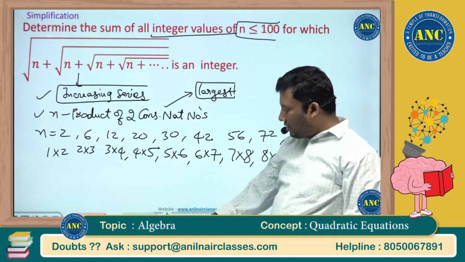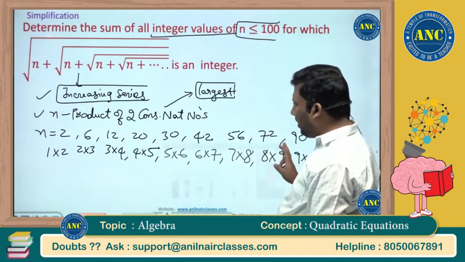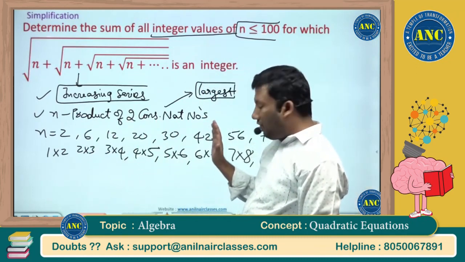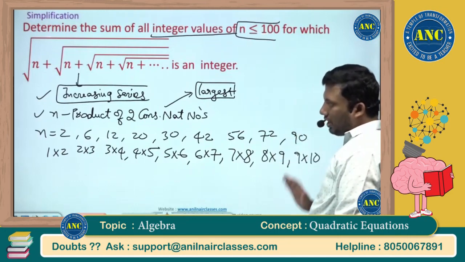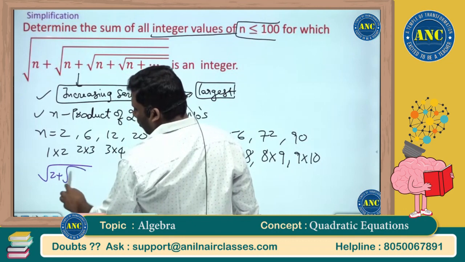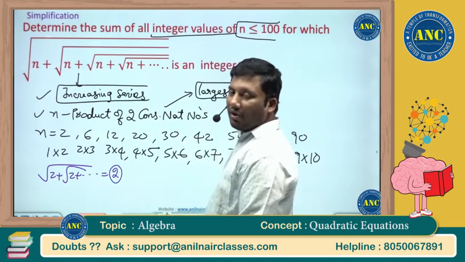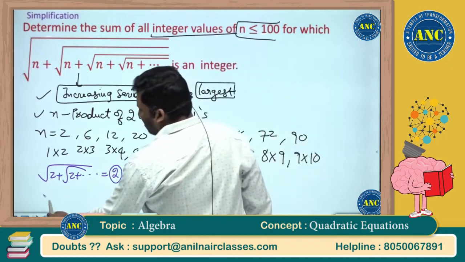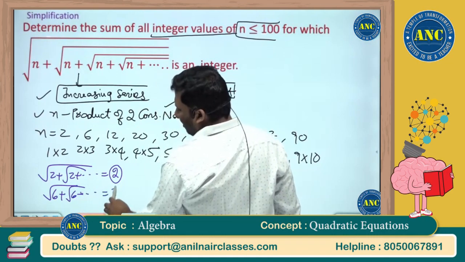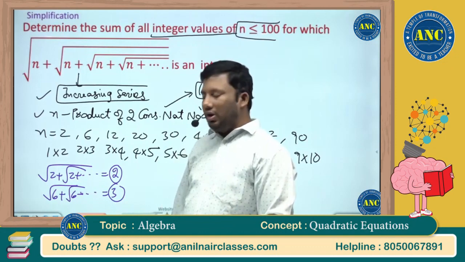The question is n less than or equal to 100. That means the n values in the series can be like this: 2, 6, 12, 20, 30, 42, 56, 72, 90. Suppose the series is root of 2 plus, root of 2 plus, the answer will be the largest, which is 2. Are you all with me? Suppose it is root of 6 plus, root of 6 plus, the answer will be the largest, 3, when I write the number as a product of two consecutive numbers, 2 into 3.